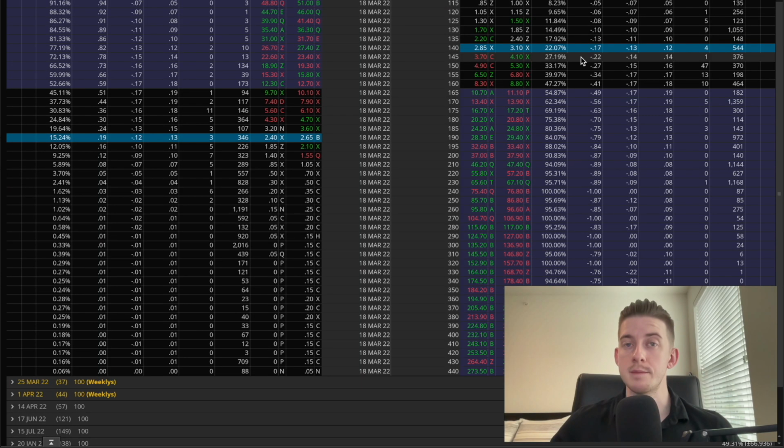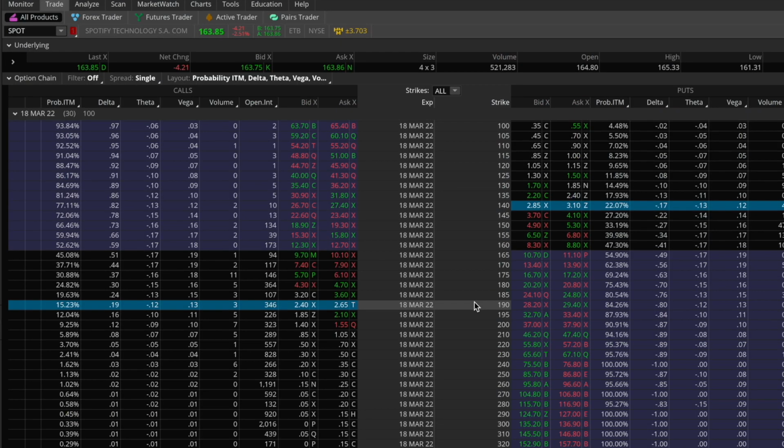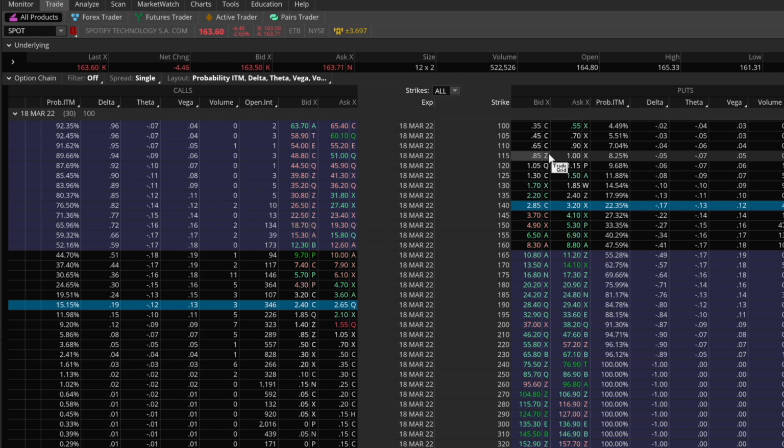So again, pretty much a very directionally neutral strategy here. I don't really care if Spotify goes up a little bit or goes down a little bit. Basically, I just want it to stay within the range of above 140 and below 190. But of course, if it does go beyond this range, for example, if it goes above 190, then at that point, I will buy 100 shares of the stock to cover my call option. And then conversely, if it falls below 140, I will short 100 shares of the stock to cover my short put contract.